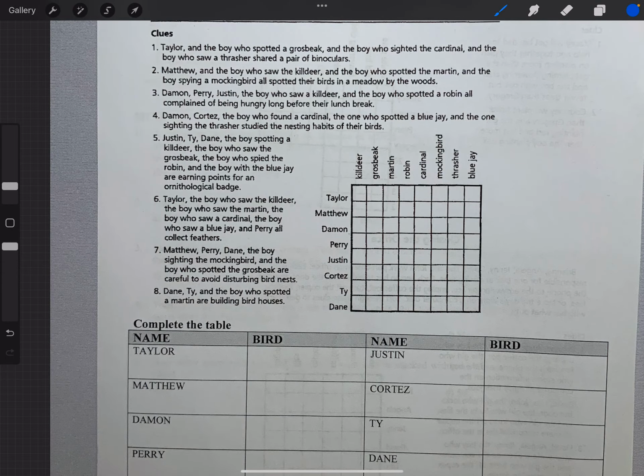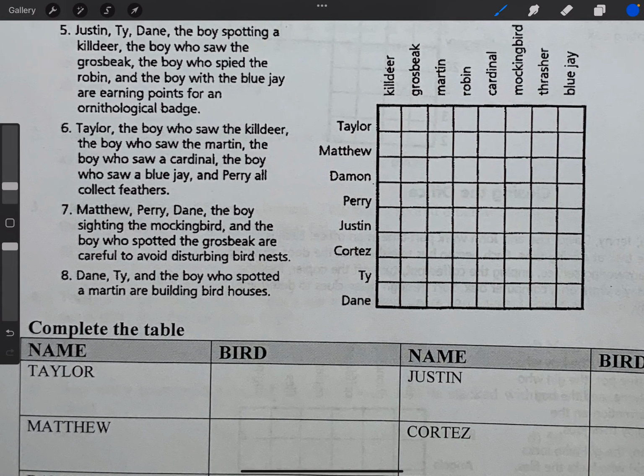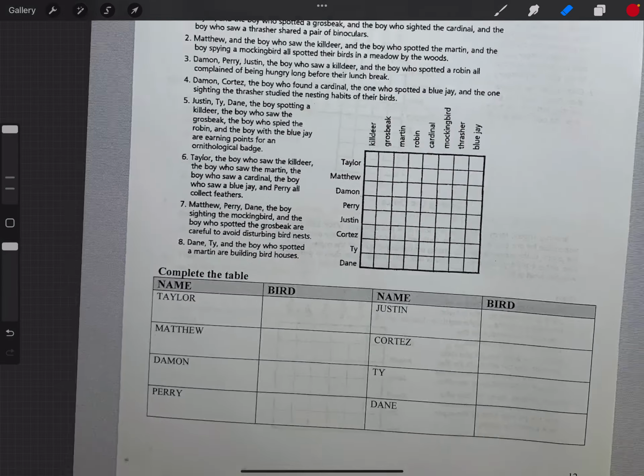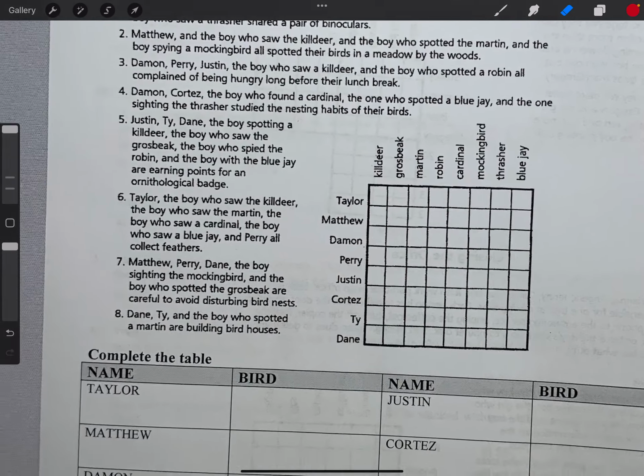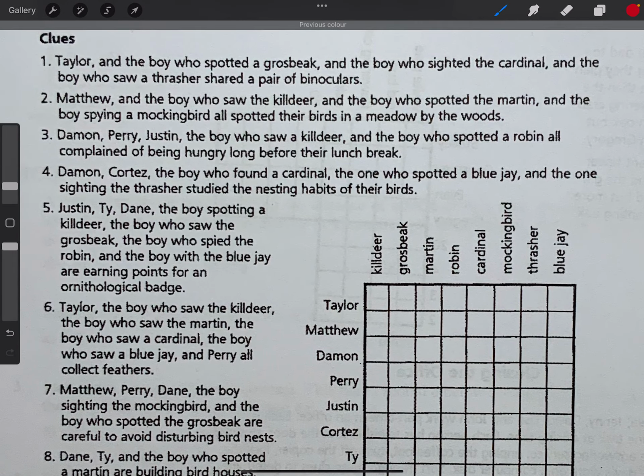Oh, this one again. All right. Taylor, let's first establish who's boy, who's girl. So Taylor, boy. Matthew, boy. Damon, boy. Perry, boy. Justin, boy. Actually, these are all boys. Never mind. Sorry, I didn't read the question properly. All right, Taylor and the boy. So when it says Taylor, it means it lists the person Taylor. So Taylor is already listed. So it can't be anything else after you put a comma. He's not doing all the other stuff.